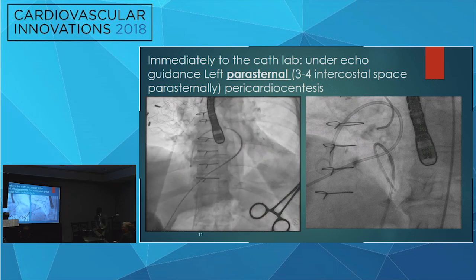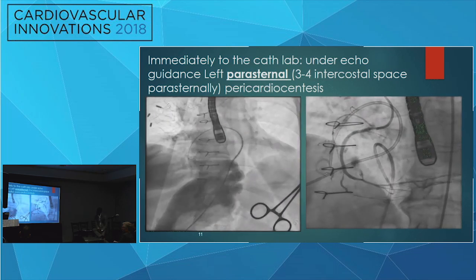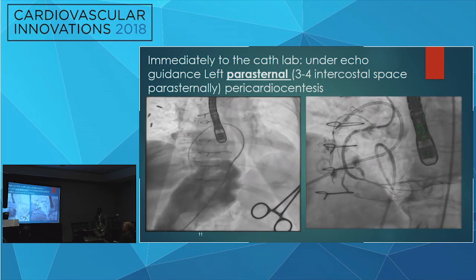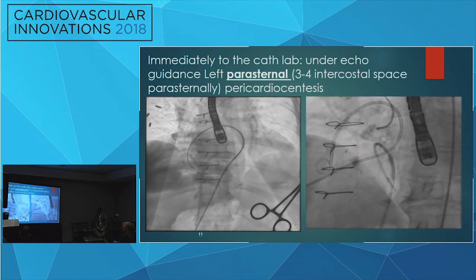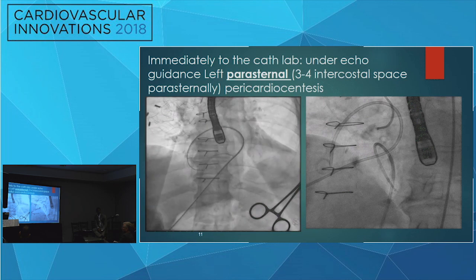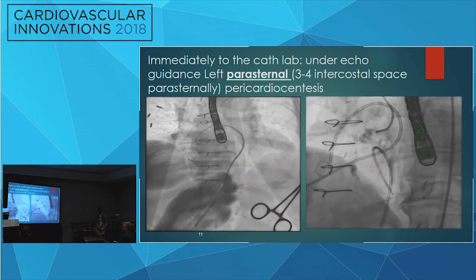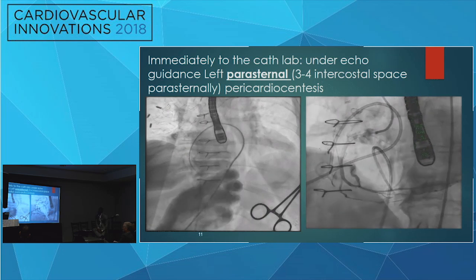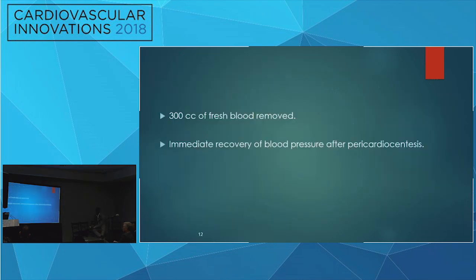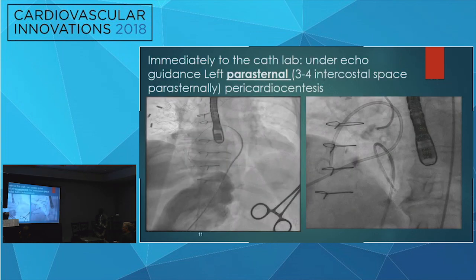And we used a stiff Amplatz wire because it's a lot of coagulum blood accumulation, so we couldn't really force a regular wire through it. So you had to use stiff Amplatz for that to advance the pericardial pigtail catheter. Once we got that in, we almost got 350 cc's of blood. I said 300, okay, but 350 cc's of blood, and it was immediate pressure recovery following pericardiocentesis.